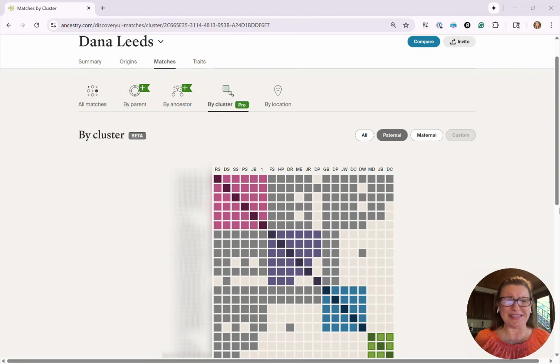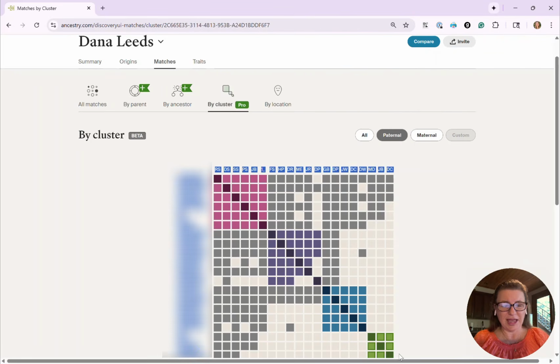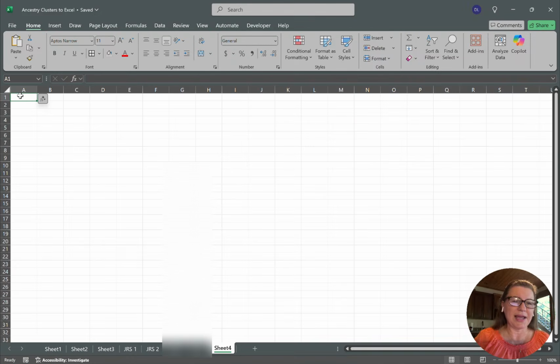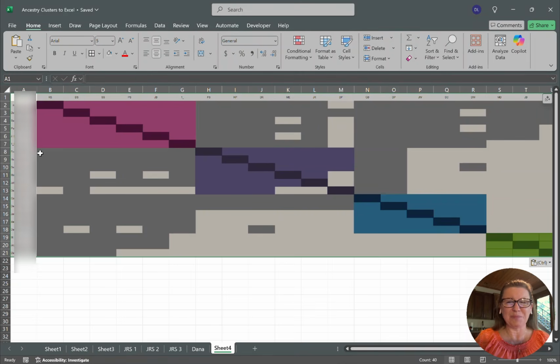So again, this is crazy because I was trying to figure out how AI could help me do this, and it is so simple. All you have to do is start with your mouse up here. I'm holding my left mouse button down, highlighting everything, and then Control C. And now I'm right clicking and doing a paste, and I can keep the source formatting like that and paste them.